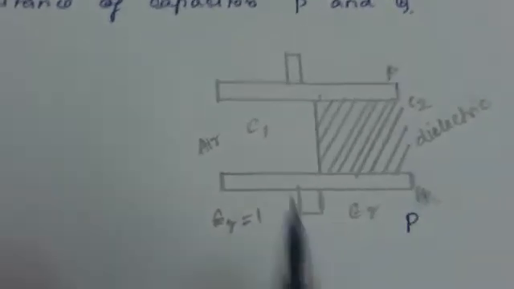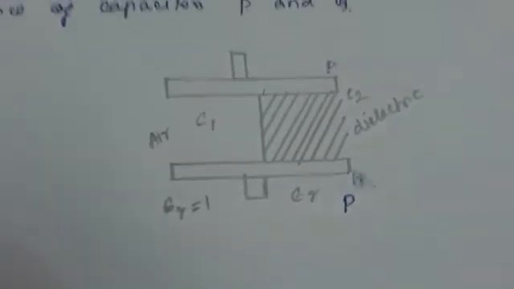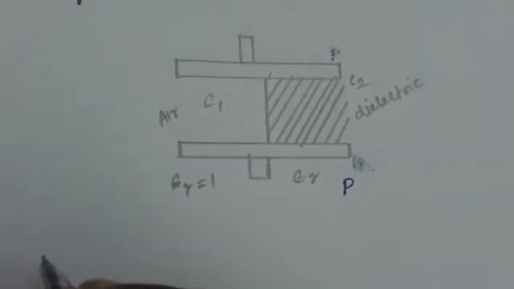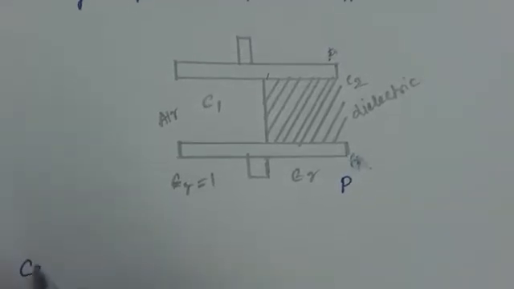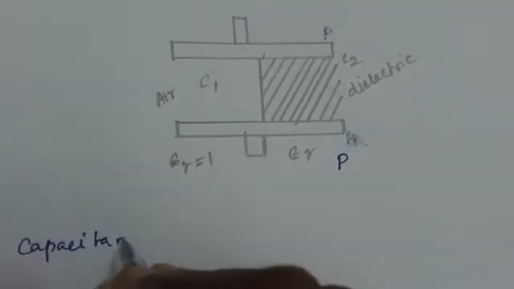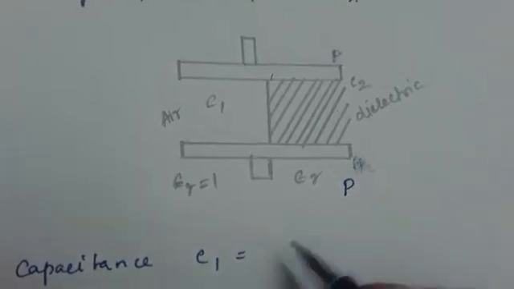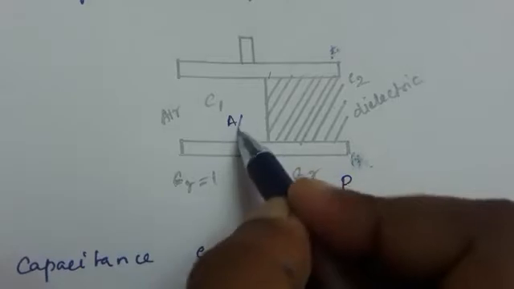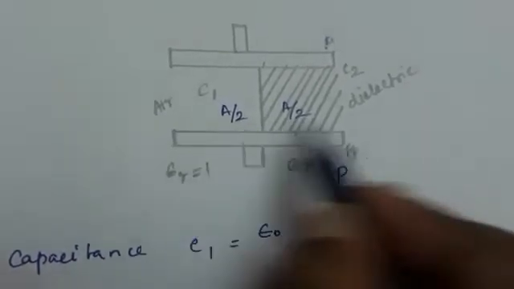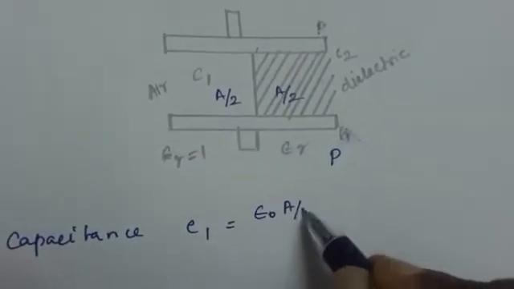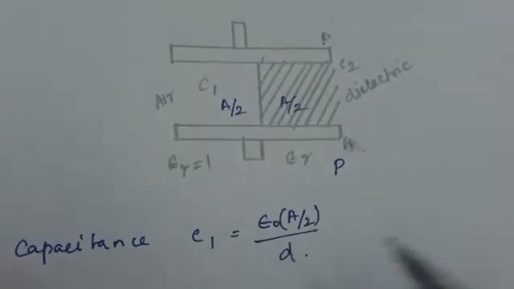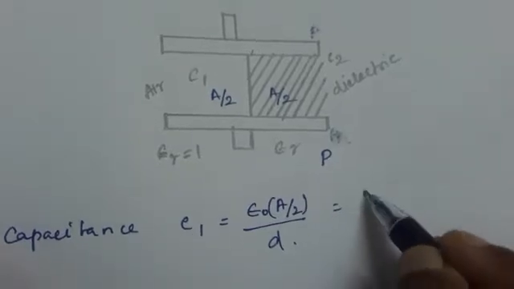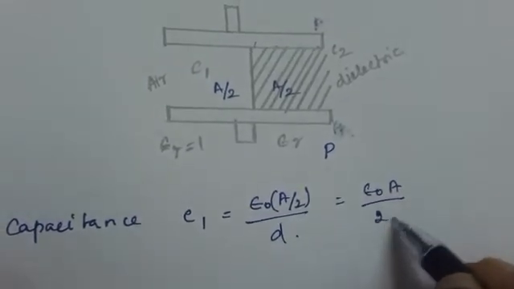So first we can write the capacitance C1, that is the capacitance without dielectric. C1 is equal to, you know the formula, epsilon 0. Here what is the area? The area here is A by 2. Total area is A. So it is epsilon 0 A by 2 by D. So we can write it as epsilon 0 A by 2D.